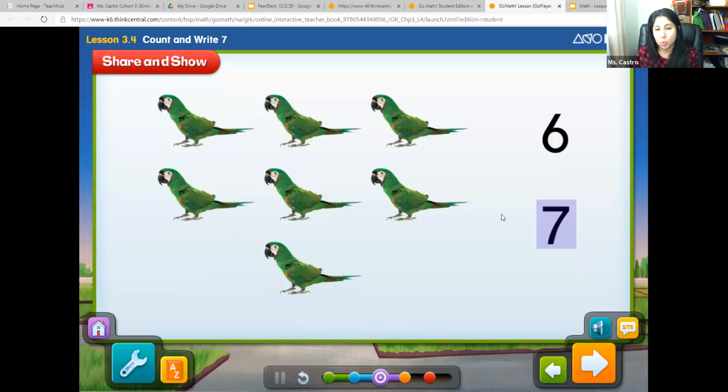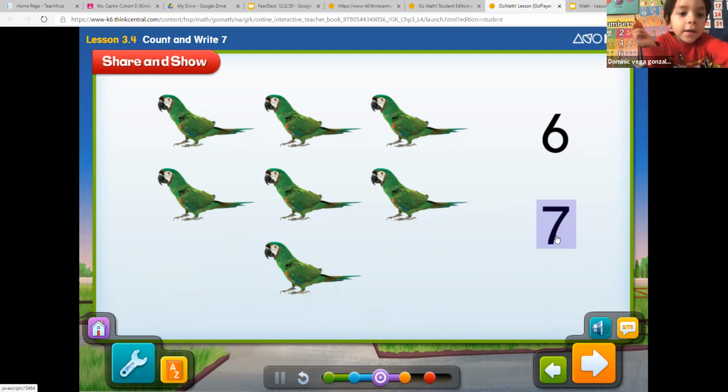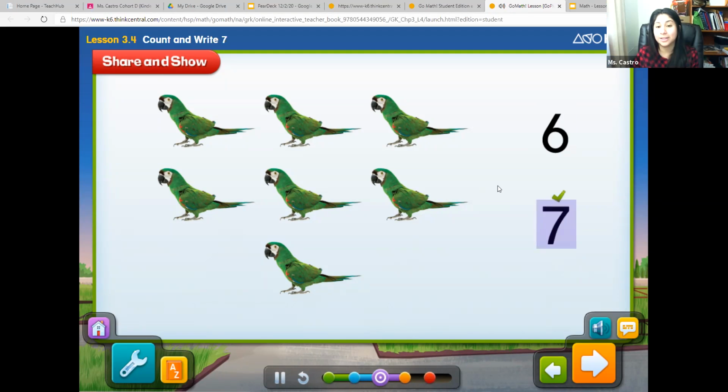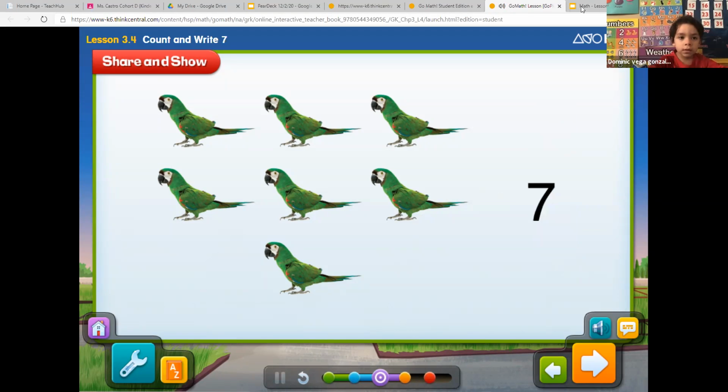Dominic, would you happen to know which is the number 7? Should I click the top number or do I click the bottom number? Which is the number 7, Dominic? It's the bottom. Let's see if you're correct. That's right, 7. You know how to show the number 7. You can also show the word 7. S-E-V-E-N. 7. You can show 7 using a number or a word.